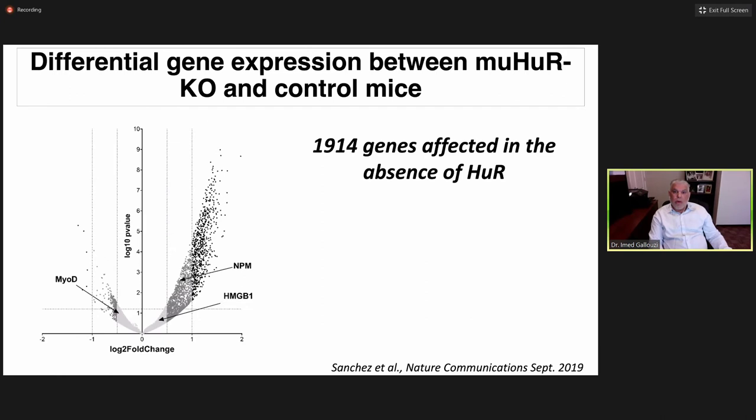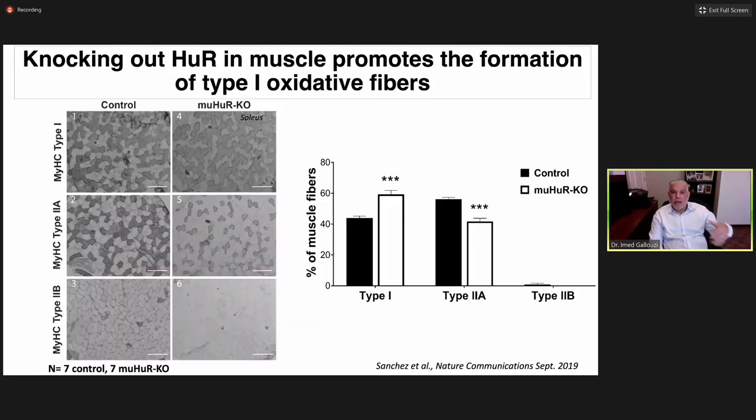So the conclusion from these slides, before I move on, was that knocking out HUR from skeletal muscle enhances muscle endurance and promotes the formation of oxidative fiber, which indicates that, in fact, HUR's role under normal conditions is probably to promote glycolytic fibers. Keep that in mind while we are continuing.